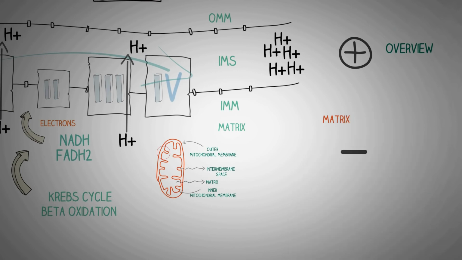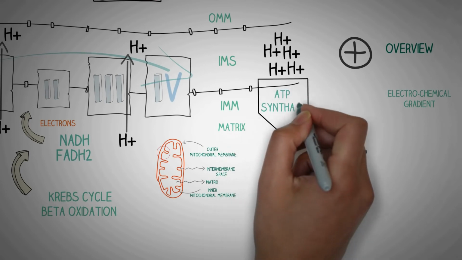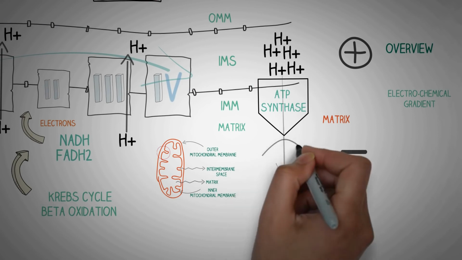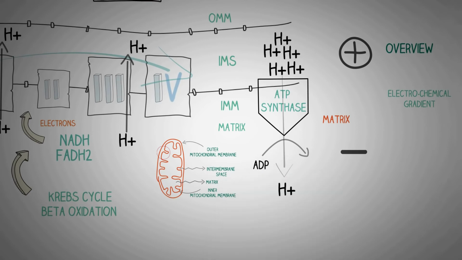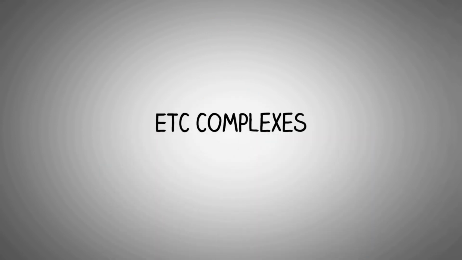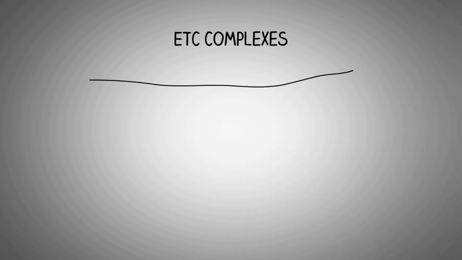The hydrogen ions cannot cross against this electrochemical gradient because the inner mitochondrial membrane is non-permeable to ions. So here we require a special transporter. The enzyme ATP synthase comes into play. The ATP synthase transports hydrogen ions into the matrix of the mitochondria and uses the energy generated from the flow of hydrogen ions to phosphorylate adenosine diphosphate into adenosine triphosphate. This is the basis of generation of energy in the form of ATP, which is the currency of energy in our body. Now let's talk about the various electron transport chain complexes.